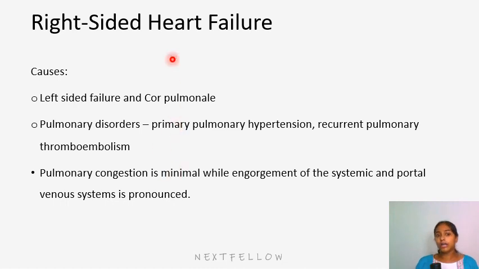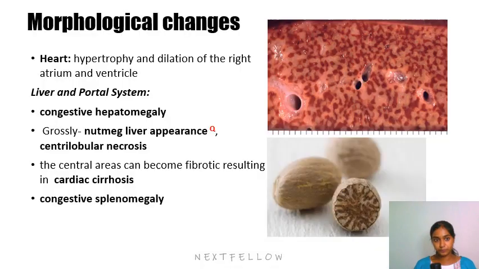Here in right-sided heart failure, the pulmonary congestion is minimum. Pulmonary congestion will be prominent in the left-sided heart failure. However, in the right-sided heart failure, this pulmonary congestion is minimum. However, there will be a stasis of the blood in the systemic circulation. Systemic and portal system congestion of the blood will be more pronounced in the right-sided heart failure.